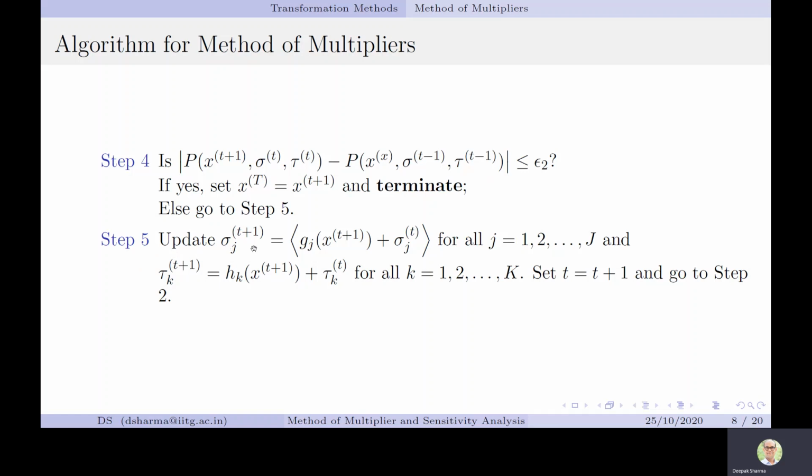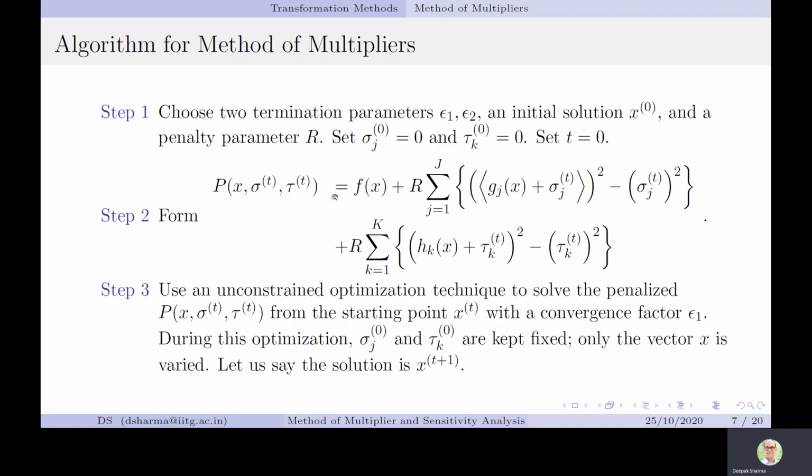Step number 5 means we are going to update sigma j and tau k for all the constraints. And then we set t equals to t plus 1 and go to step number 2. In step number 2, again, we are going to make a penalized function.